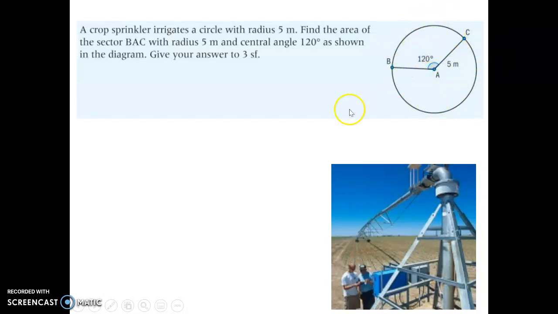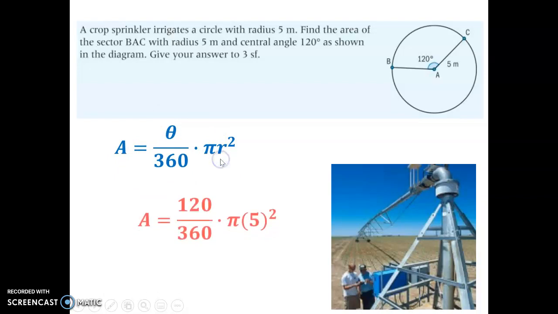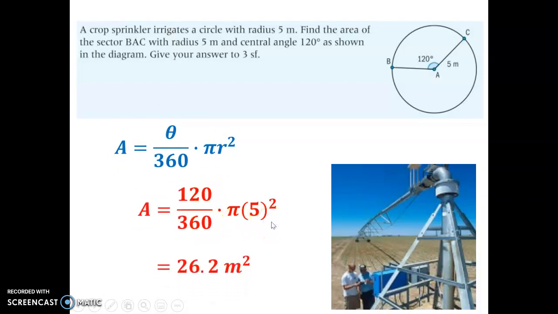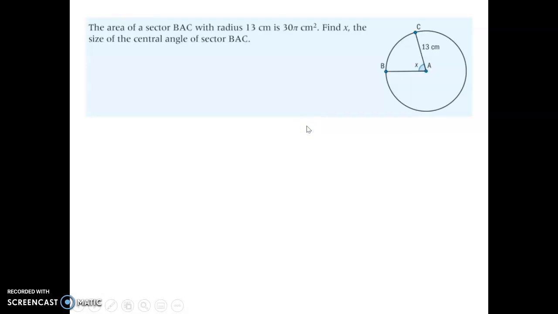So find it. Okay, we're using our sector area formula. What portion of the circle do we have times the full area? 120 out of 360 times this. And we can find out that we are talking about an area of 26.2 meters squared right here. Let's try another one. Try this one here.